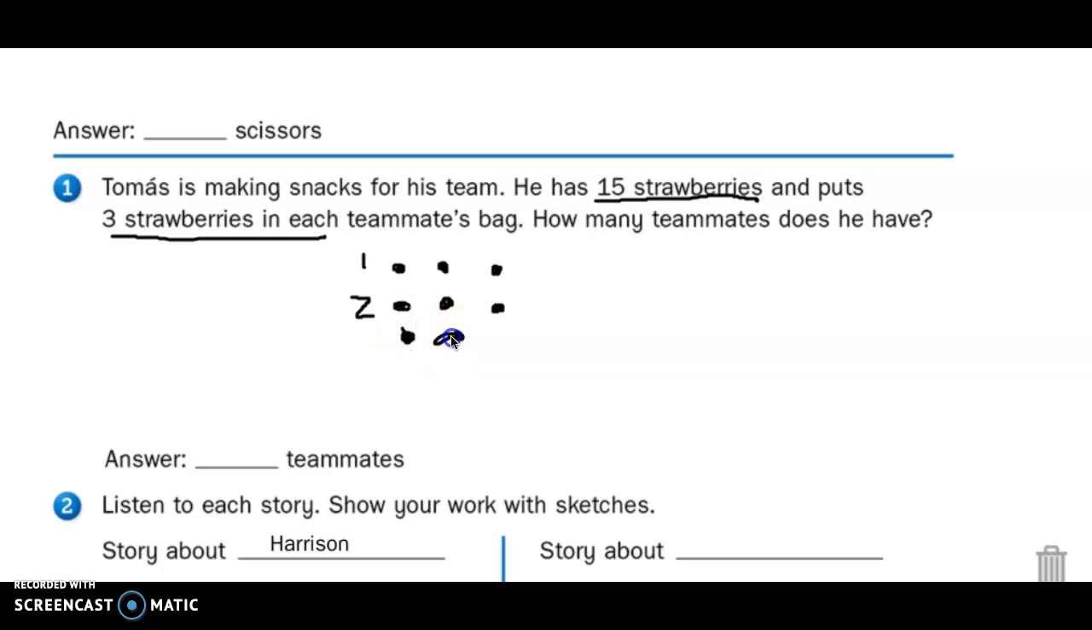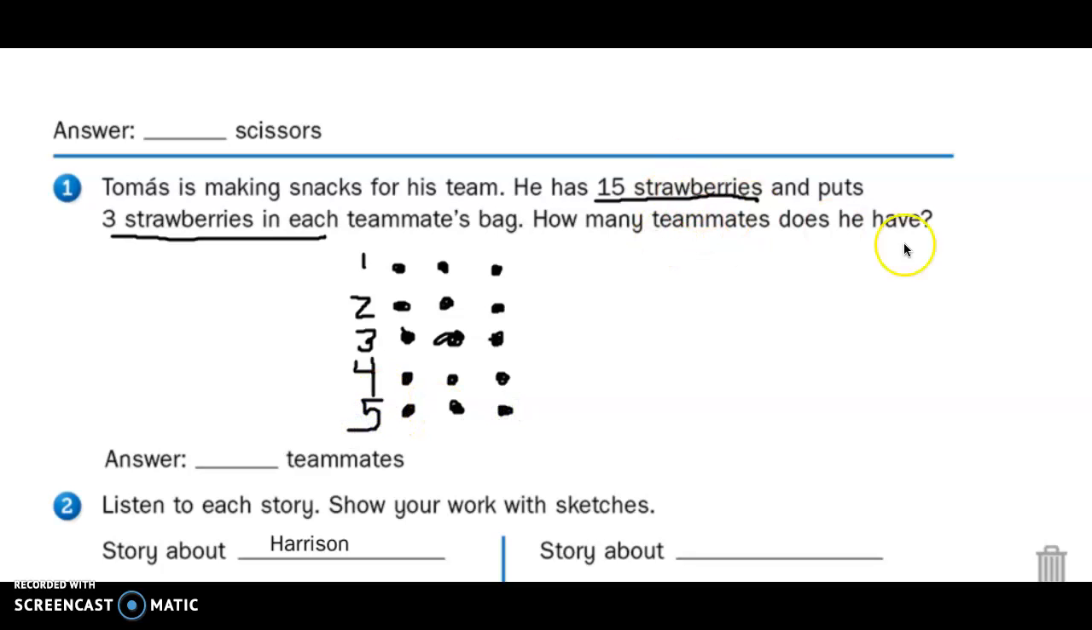1, 2. Oops, I got a little crazy. 2, 3. What am I at? 3, 6, 9. I'm still not there. What about row 4? 1, 2, 3. Well, I knew this was 12. 12 plus 3 is 15. Oh wait, 3, 6, 9. This one's 12. Next row, 12 plus 3 is 15. And that's how many total strawberries we had.